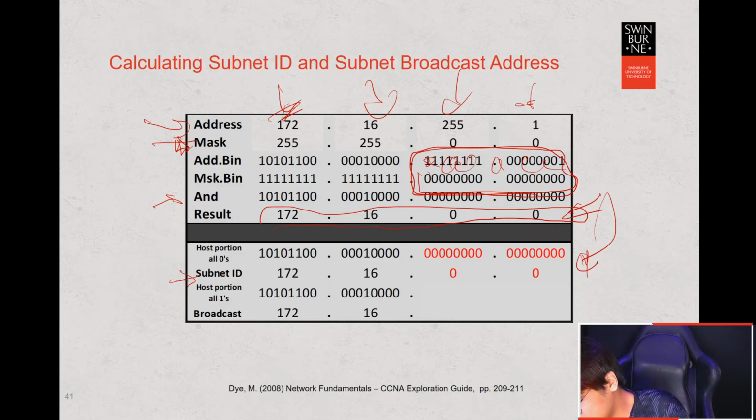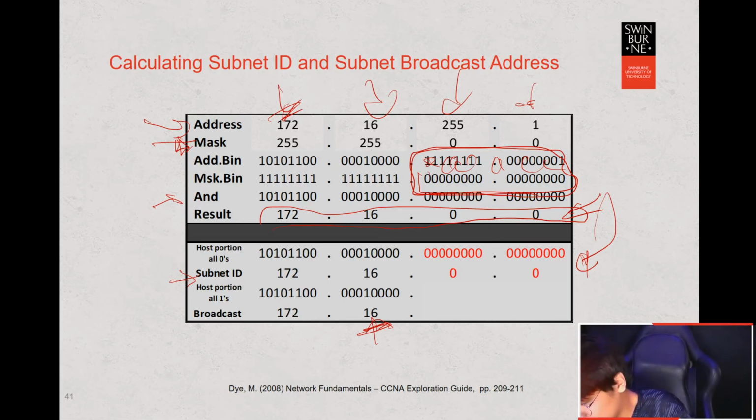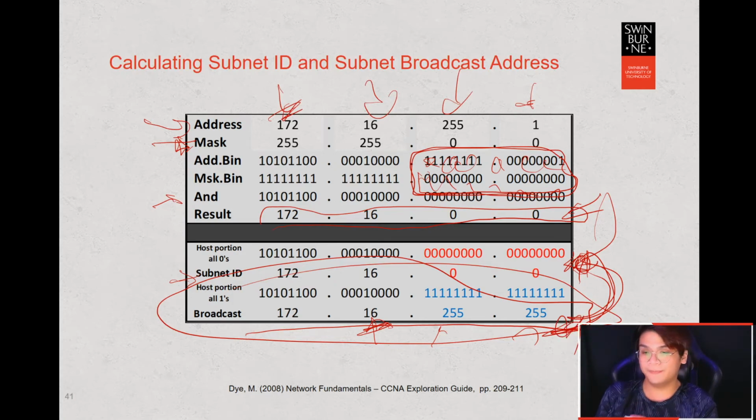And to find the broadcast address, which is the address that the network address uses to communicate with all the hosts inside the network, change the host portion to 1. Change this to 1, so we get 255.255 at the end. 172.16.255.255 is your broadcast address. These two addresses cannot be used for a host. Okay?